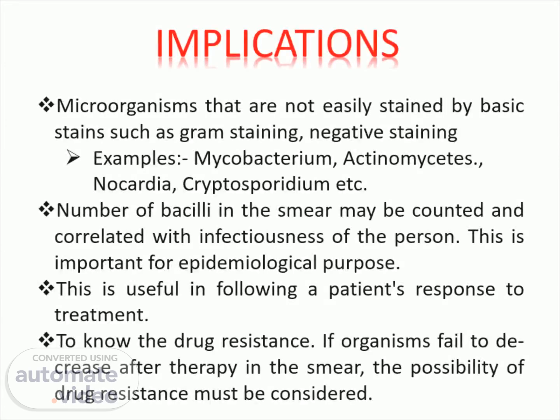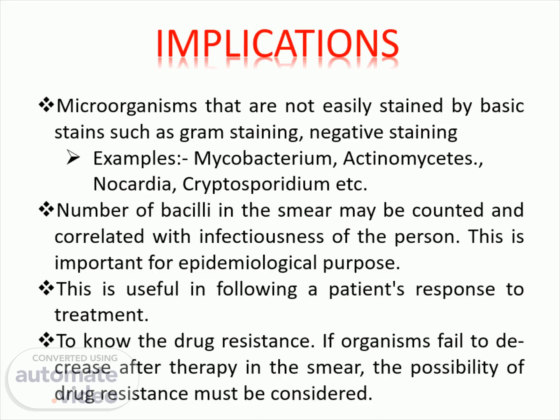Where do we use this? The Ziehl-Neelsen method of staining is useful in detection of acid-fast organisms, microorganisms that are not easily stained by basic stains such as Gram staining or negative staining. Examples: Mycobacterium, Actinomycetes, Nocardia, Cryptosporidium, etc.